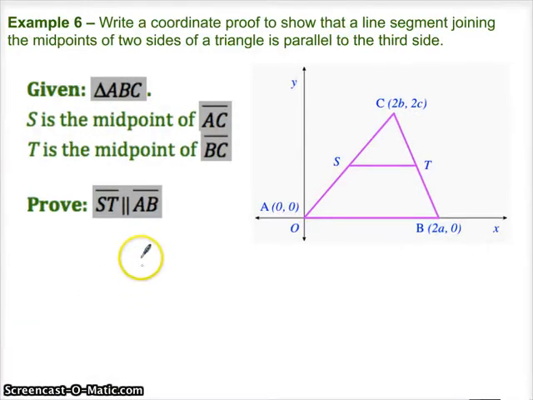Okay. All right. Write a coordinate proof to show the line segment joining the midpoints of two sides of a triangle is parallel to the third side. All right. This is a crazy hard proof, actually, if we weren't on coordinates. But in coordinates, right now, we can actually get to some of this more advanced topic stuff.